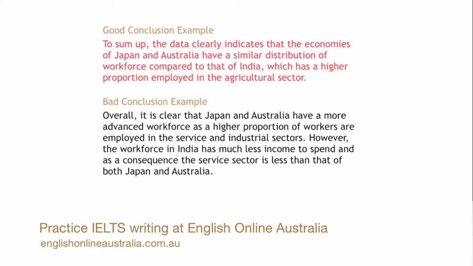However, if we look at the bad conclusion, it introduces these points. Japan and Australia have a more advanced workforce, and India has much less income to spend, and as a consequence. Now, this is the writer's opinion. So in the conclusion, we want to avoid giving an opinion. That is not the task. In Academic Task 1, you're simply asked to describe the data. So you want to avoid giving your opinion. So that's why this is a bad conclusion.